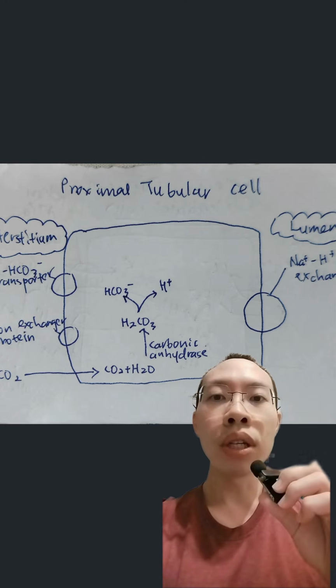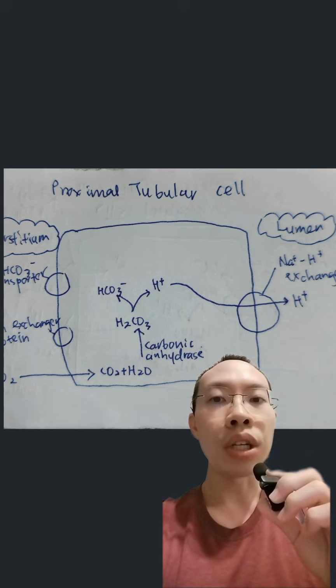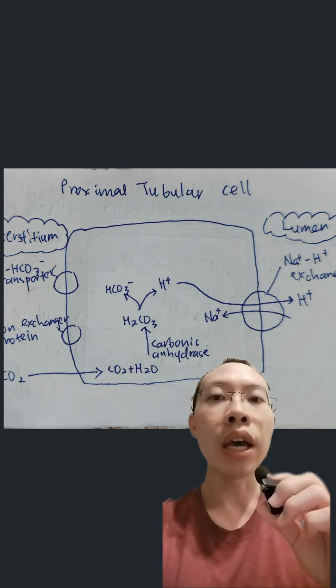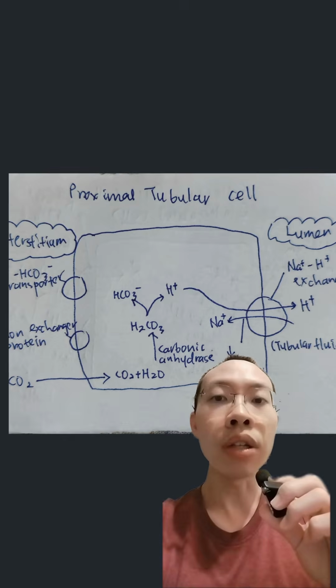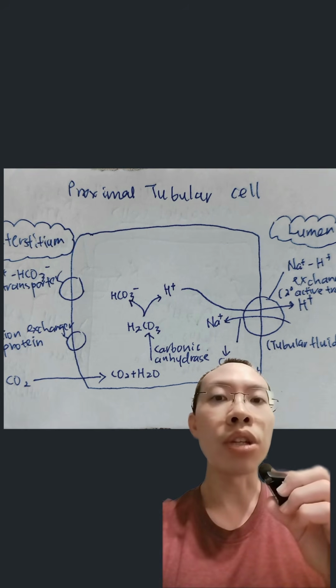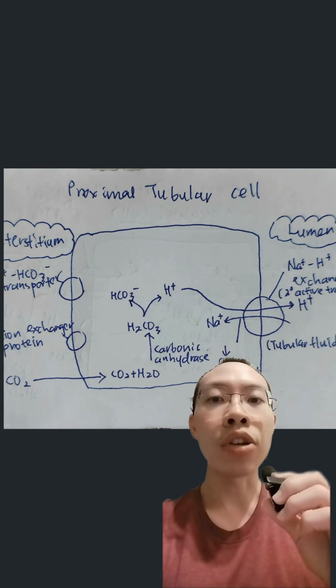In the proximal tubular cell, hydrogen ion luminal secretion is coupled with sodium ion intake, as sodium ion is moving from the tubular fluid into the cell down the concentration gradient, and therefore hydrogen ion is said to be secreted into the lumen via secondary active transport.